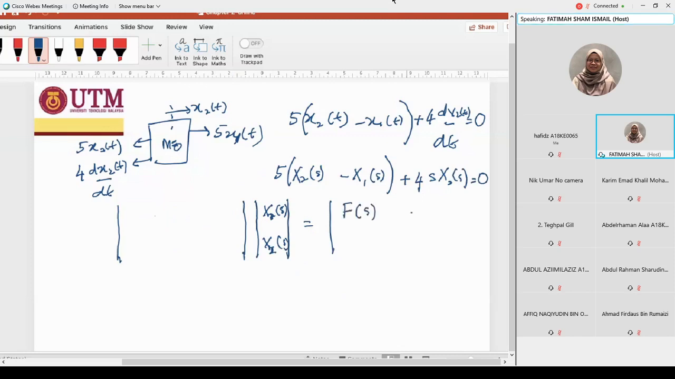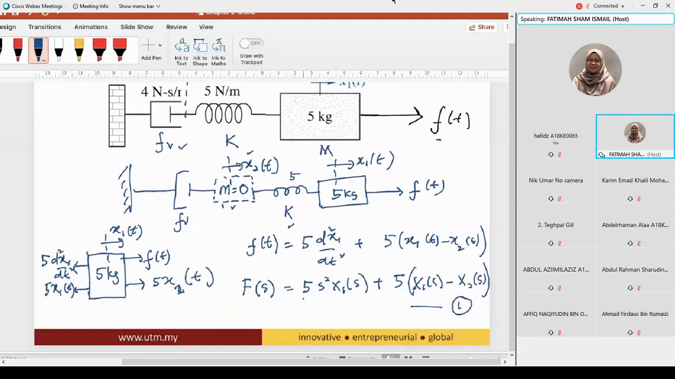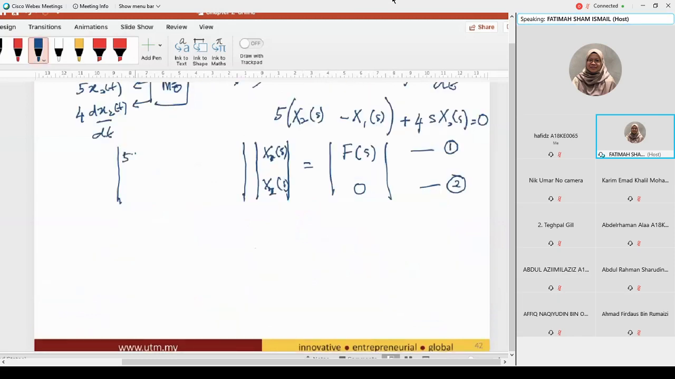So the first row is the first equation and the second row becomes the second equation. The output is F(s) and 0. If you put the previous equations in matrix format, for x1 you can group all the x1 and all the x2 terms. You get 5s squared plus 5 for x1, minus 5 x2, and the second equation is minus 5 x1.